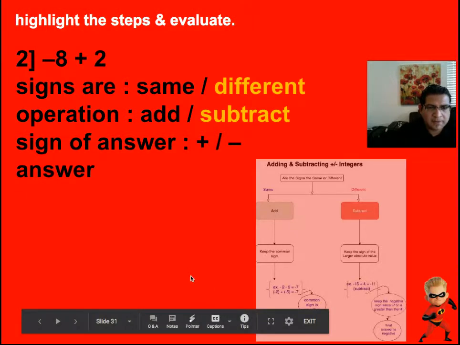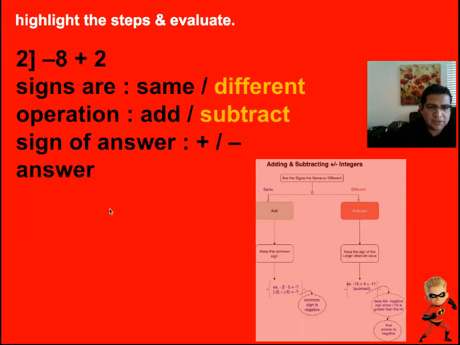All right. So the sign of the answer, well, let's take the absolute value of each of them. If we take the absolute value of -8, the answer will be 8. Take the absolute value of 2, that's the distance in numbers from 0. That's the previous class that we did. So the distance from 0 to -8 will be 8. The distance from 0 to 2 will be 2. 2 is smaller than 8. 8 is larger than 2.